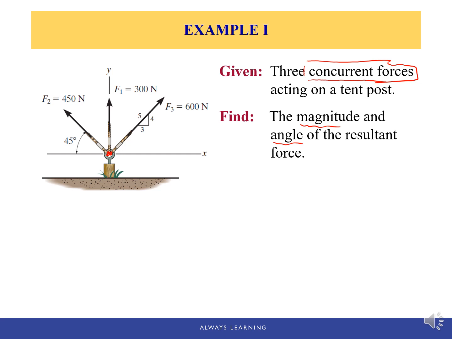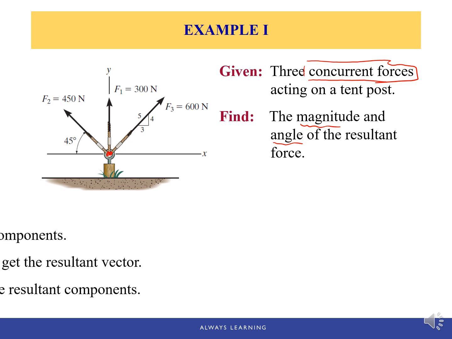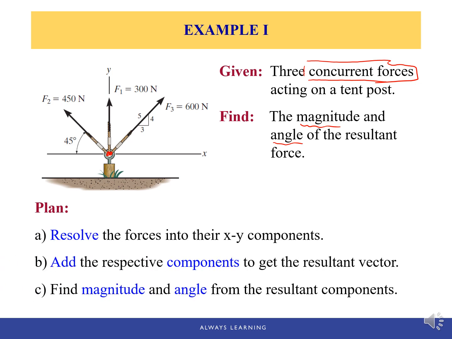Okay, so we just said there are three steps to find the resultant force or resultant vector in a 2D problem. So here are the plans. First, we're going to resolve the forces into their x, y components. And then we're going to add the respective components to get the resultant vector. After we find the resultant vector, we can find the magnitude and the angle from the resultant components.